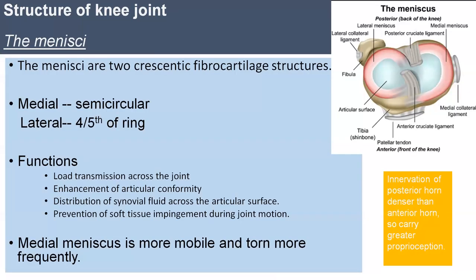The menisci are two crescentic fibrocartilaginous structures. The medial meniscus is semicircular while the lateral is 4/5 of a ring. The functions of the menisci include transmission of load across the joint, enhancement of articular conformity, distribution of synovial fluid across the articular surface, and prevention of soft tissue impingement during joint motion. Since the medial meniscus is more mobile, it is torn more frequently. And if you see the innervation, the posterior horn is denser than the anterior horn, so it carries greater proprioception.